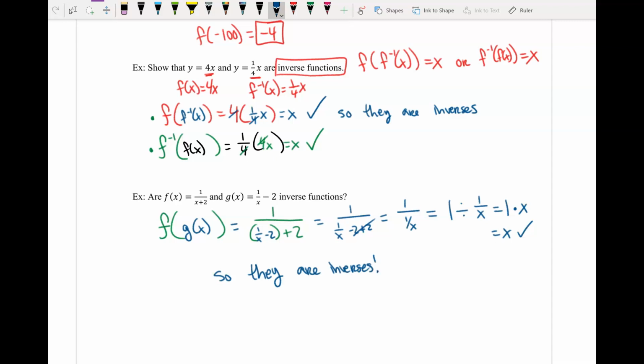So all you got to do to check whether two things are inverses is just plug one into the other. And I'll leave it as an exercise that you can check g of f of x. And you can see that that's also going to give me x. So you can check this on your own.